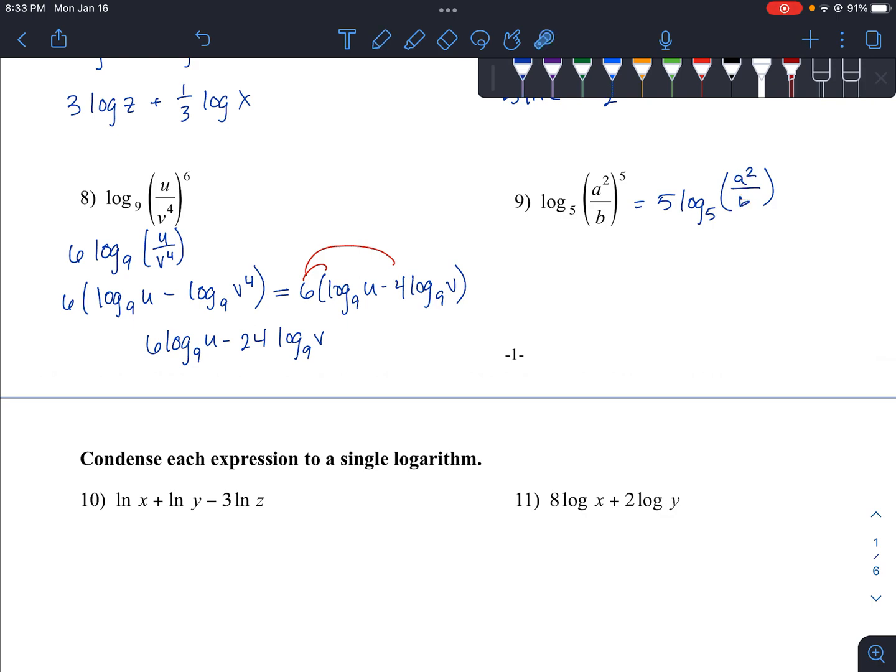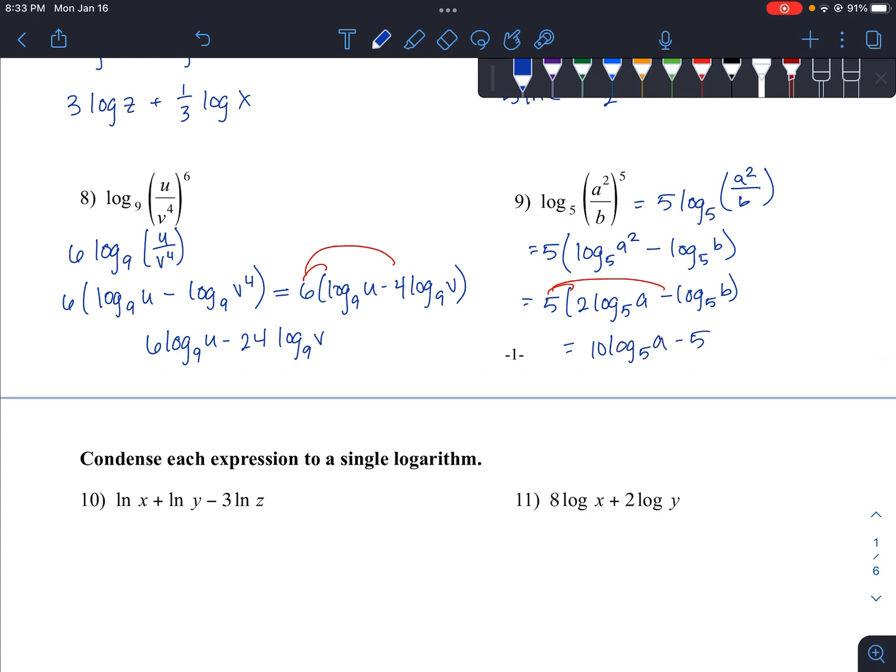Now I'll separate these two, but remember I have a multiplier, so this will be equal to 5 parentheses log base 5 of a squared minus log base 5 of b. And then I'm going to drop the 2 down right there. So 5, and then I'll have 2 log base 5 of a minus log base 5 of b. And then I'll distribute this 5 to both logarithms. So I'll have 10 log base 5 of a minus 5 log base 5 of b.